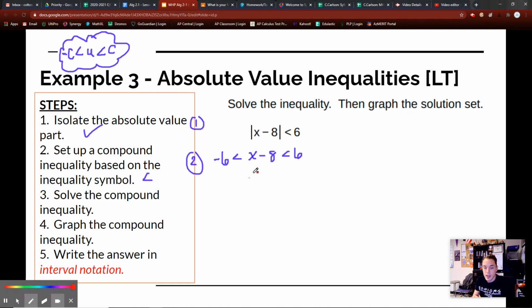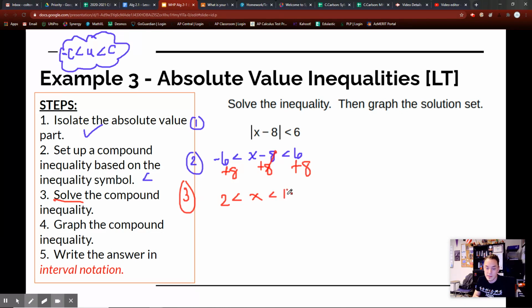Great question. This is step 3 now: I'm going to solve the compound inequality. So I can add 8 to all sides now. That goes poof. So what's negative 6 plus 8? That's 2. And I keep the sign the same way. And then this is x. And then what's 6 plus 8? Well, 6 plus 8 is 14. So this is now my answer. Not too bad, right? Not too bad at all.